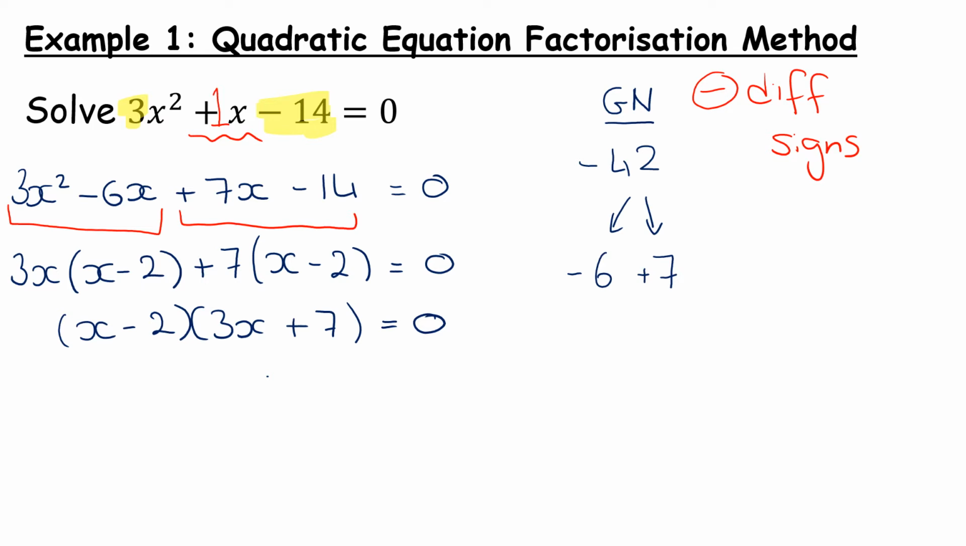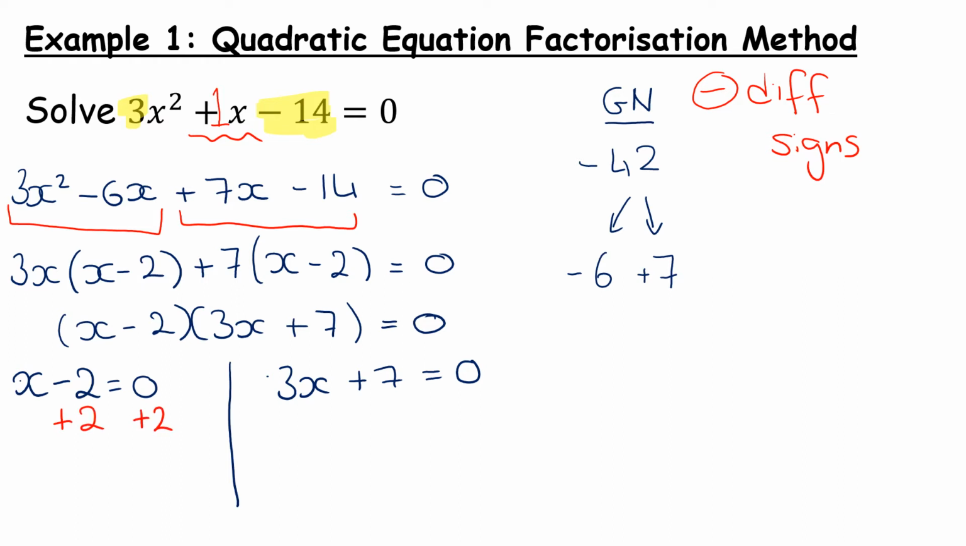Now we're going to apply the zero product property. So I have two brackets, and when they're multiplied, they equal 0. So either x minus 2 equals 0, or 3x plus 7 equals 0. So that is our zero product property. And what we've done here is created two little linear equations. I'm going to use vertical balancing. So I'm going to add a 2 to both sides. And that gives me x equals 2 as an answer. Here, I'm going to take away a 7 from both sides.